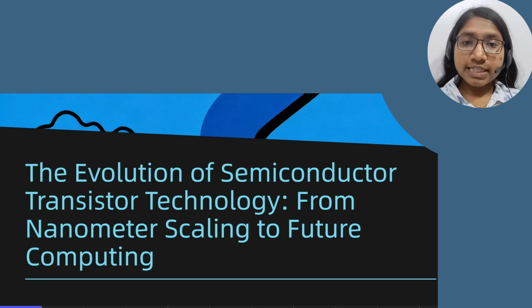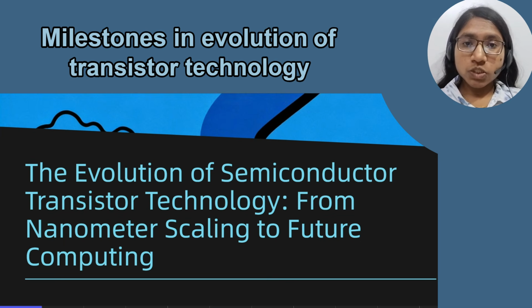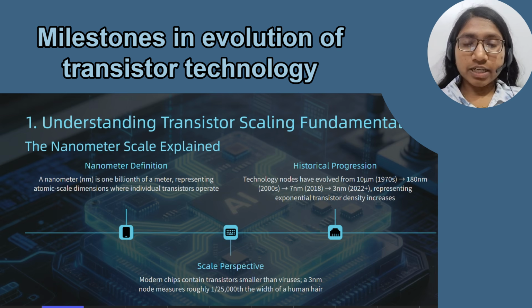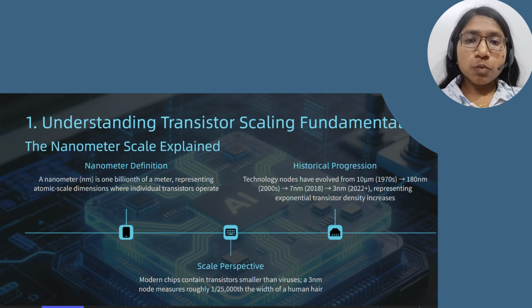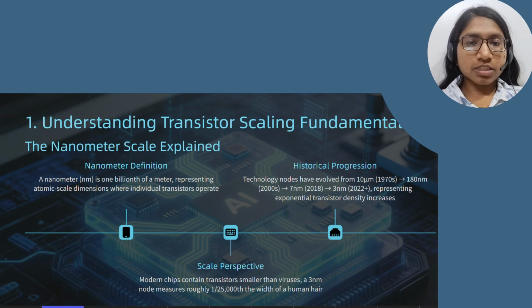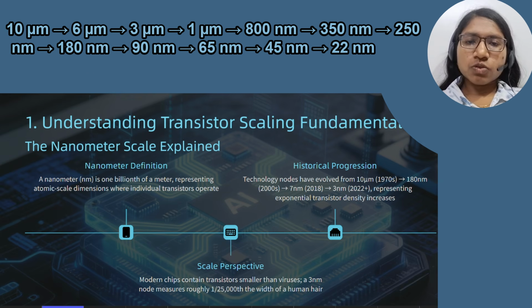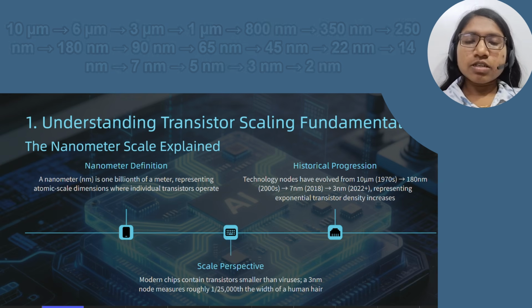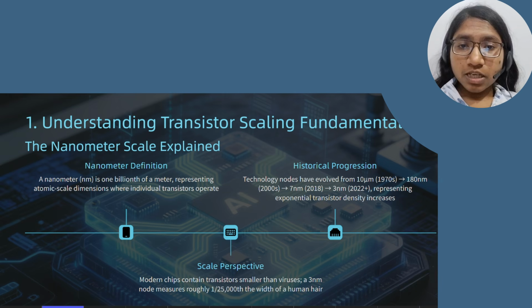But these aren't just random numbers, they represent milestones in the evolution of transistor technology, each generation pushing us towards smaller devices, higher performance, and lower power consumption. The journey roughly went from 10 micro to 2 nano as shown, though modern node names are now more of a technology label rather than a direct transistor dimension.